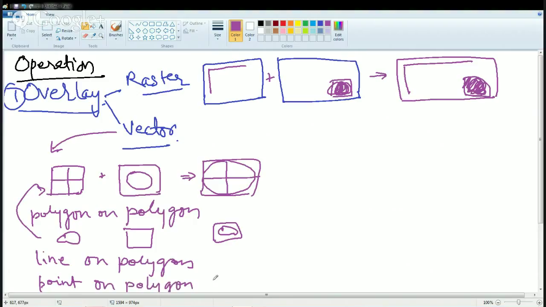So point on polygon would be you have point 1 and a polygon. So it would be this one, the resultant. So these are the various kinds of vector overlays. Now we have understood the raster overlay, vector overlay.